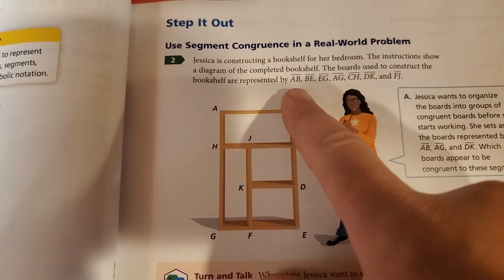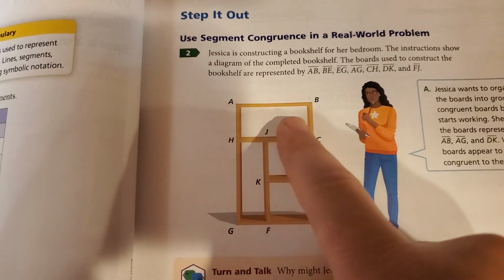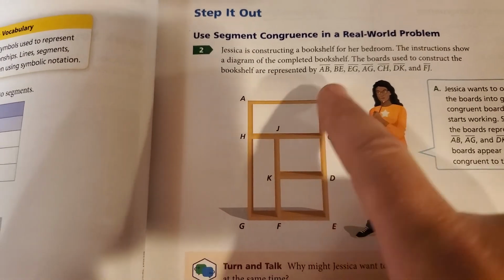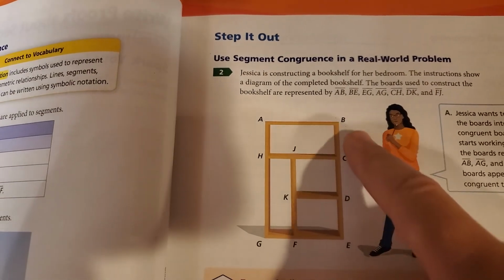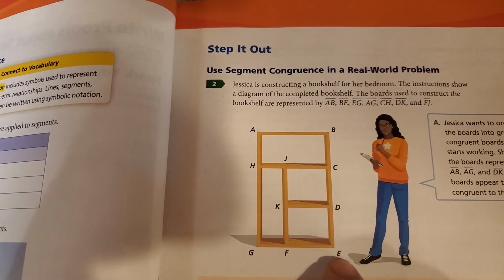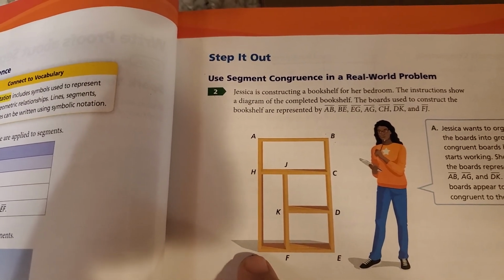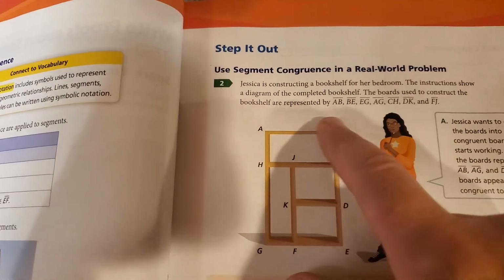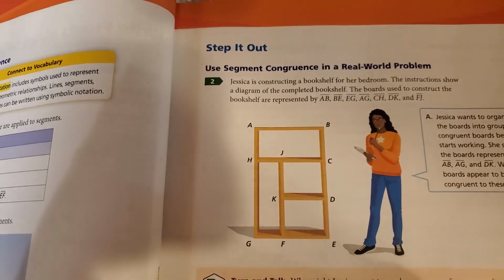You have segments AB, BE, EG, and AG. So AB is this top, see? AB. BE is then this right-hand side along here. EG is the next one. That's the bottom board. Then you got AG, which then completes our rectangle. The AG being this left side.